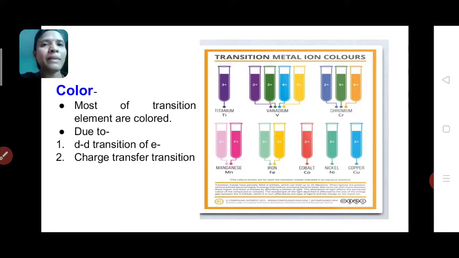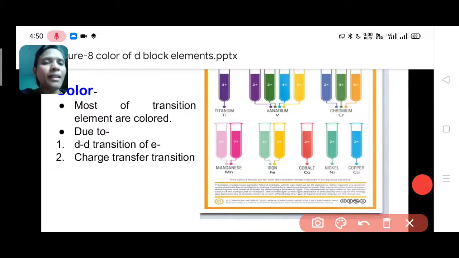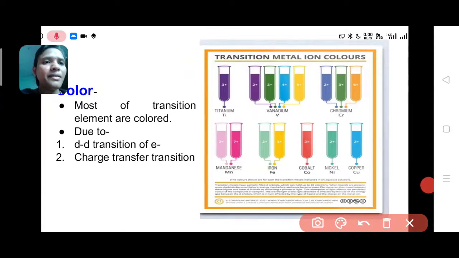See, d block elements are present in different colors. d block elements are nothing but transition elements. These transition elements are present in different types of colors, and these colors depend on their oxidation states. So see here, if we see this picture, titanium shows purple color in +3 oxidation state.